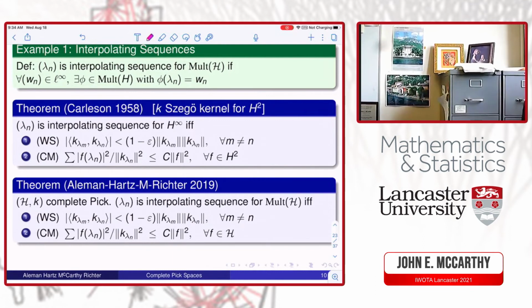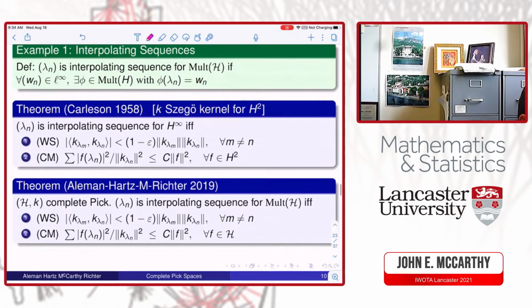Okay, so interpolating sequences behave, and as I say, this is slightly strange in that the proof of Carlson's theorem seems to require quite a lot of function theory, and yet somehow it still magically carries through to all these complete Pick spaces.